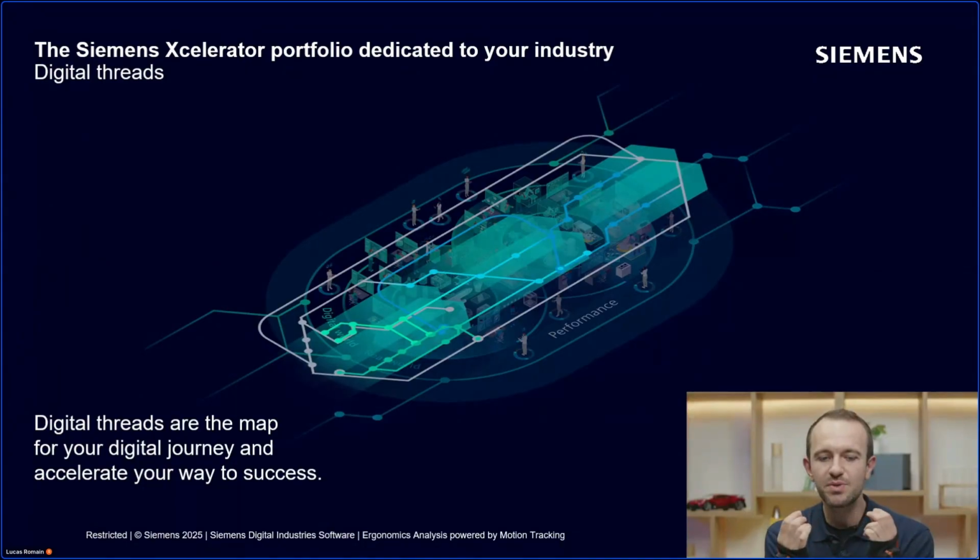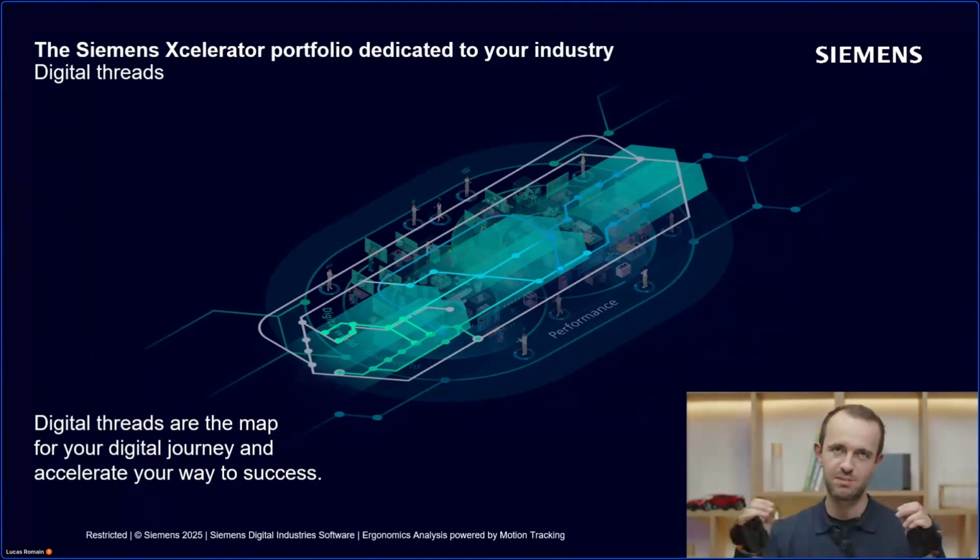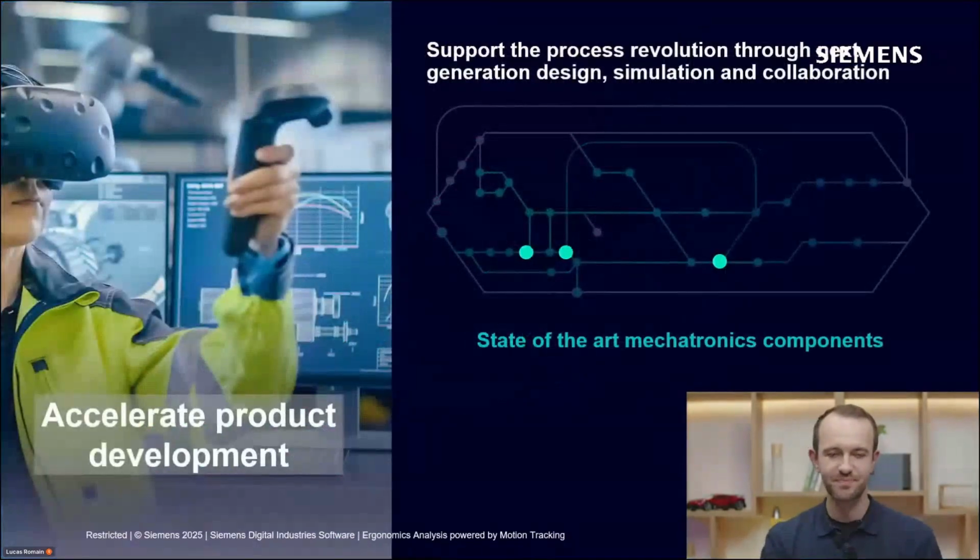So we are using the digital threads in order to map the different processes and solutions that a specific industry could use in order to solve problems in engineering or in manufacturing. And the idea is that we connect the dots so that we can help you to understand where we can help you at a first glance, and then how we could keep working together on the next stages.